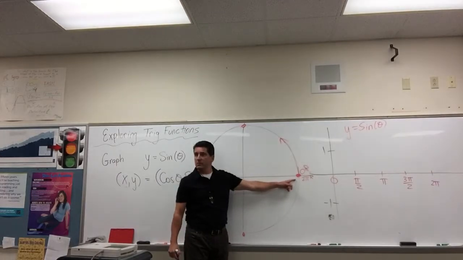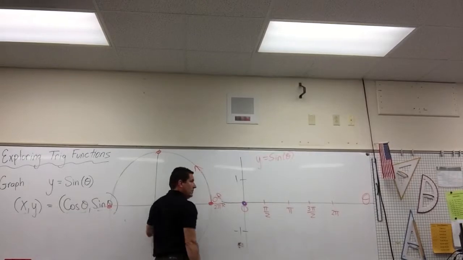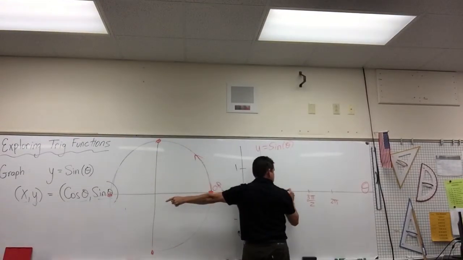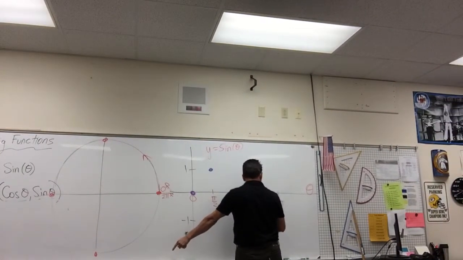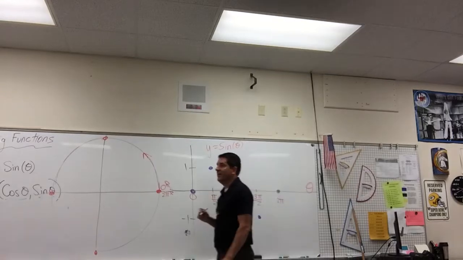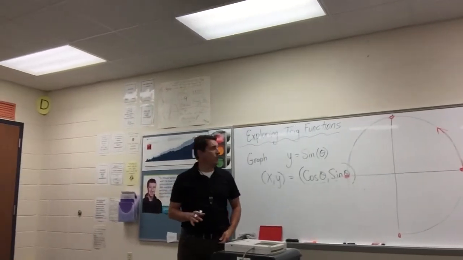At 0, 0. Pi over 2, 1. Pi, 0. 1.5 pi, -1. 2 pi, back here. Okay? So now those are the 5 main points.